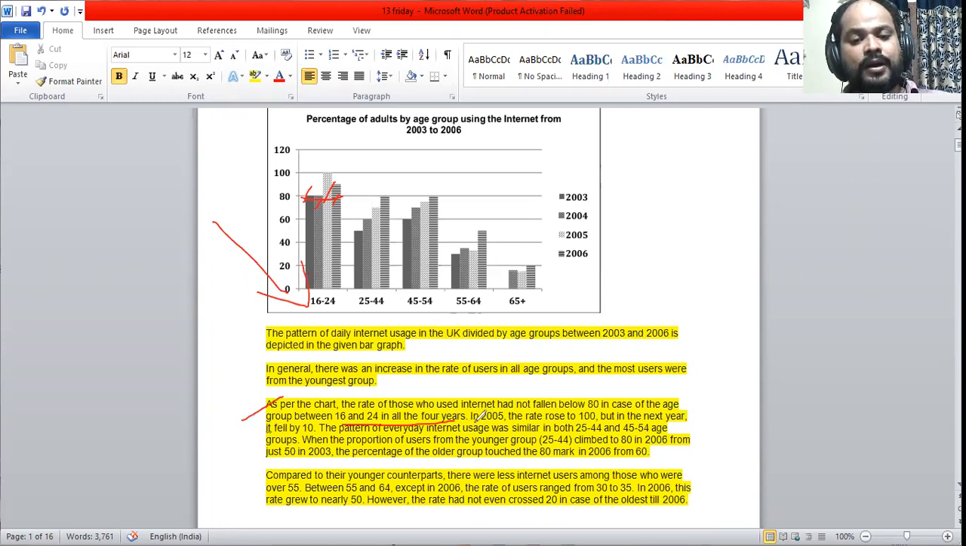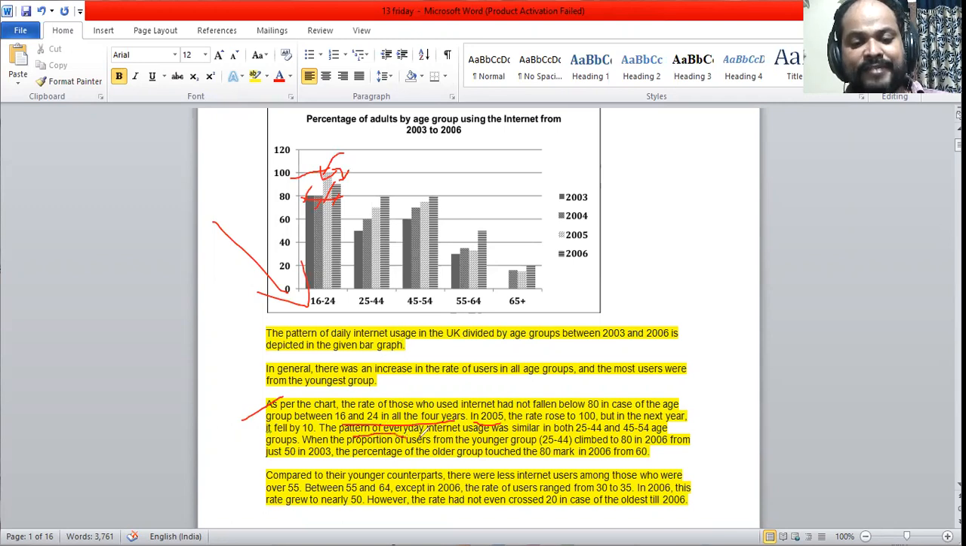So in 2005, you've got a specific date, 2005, because this is something very important. You can say it is a main feature. The rate rose to 100. That is the highest level. But in the next year, it fell by 10. So the next year, it fell by 10. The rate fell by 10.